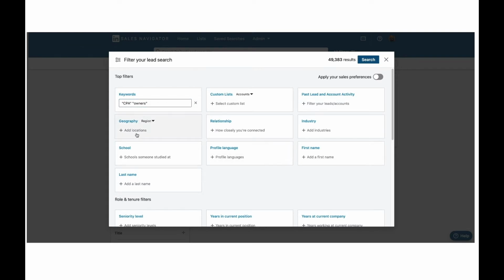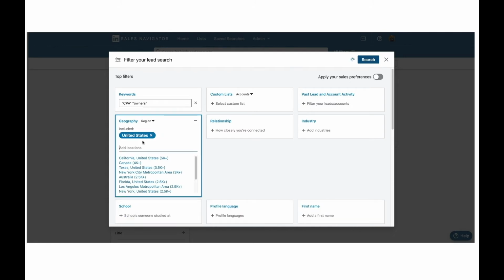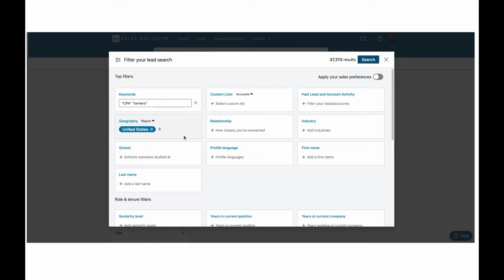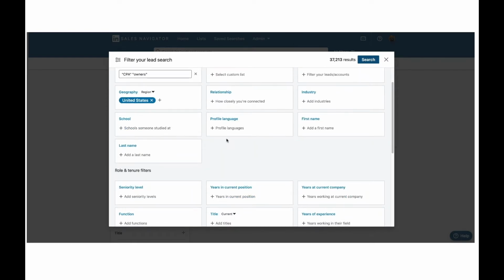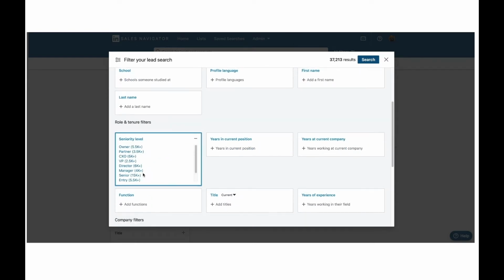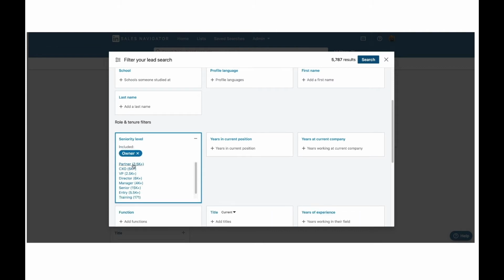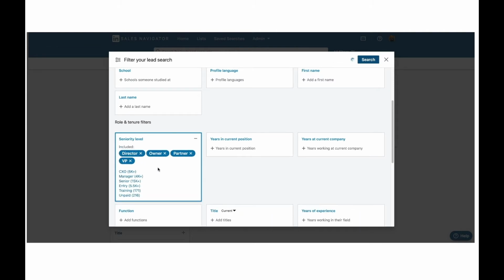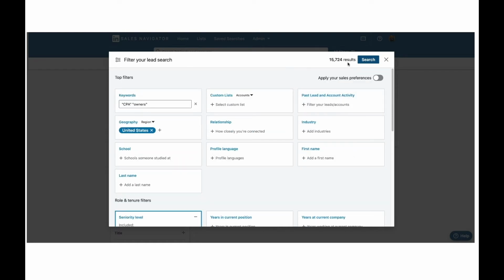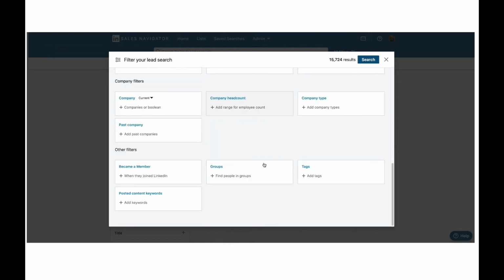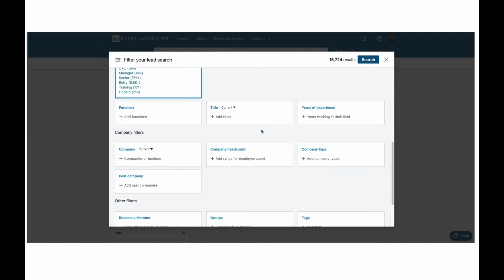So I want CPA and owners, and I'm going to go whole United States, and then in there I want to add a seniority level of owner, partner, VP, director, etc. You can see right now my list is already getting to about 15,000. That's a lot of people, so not necessarily very specific.